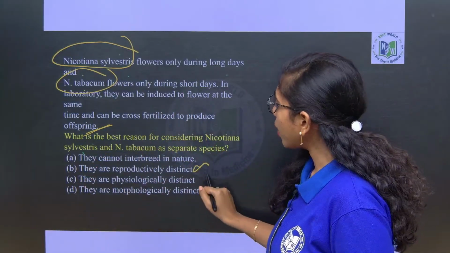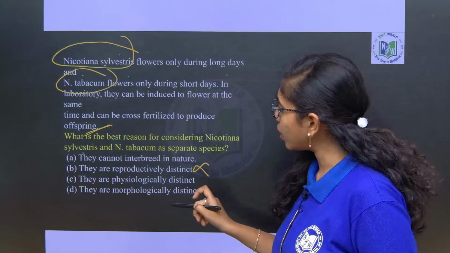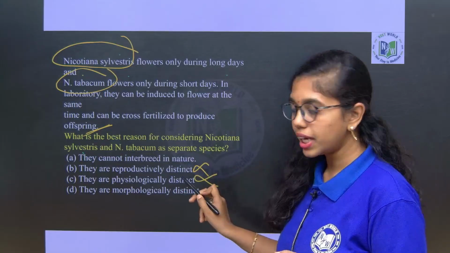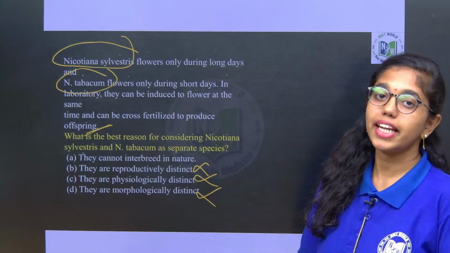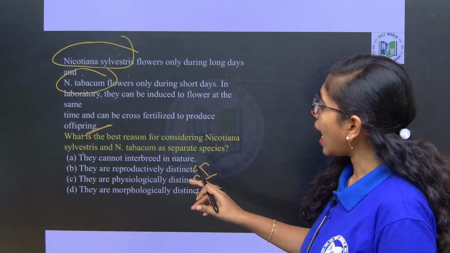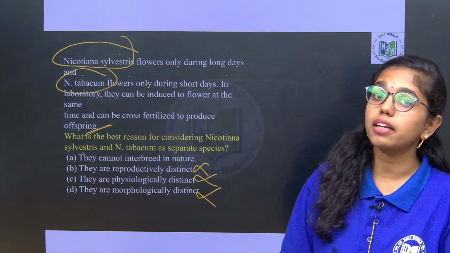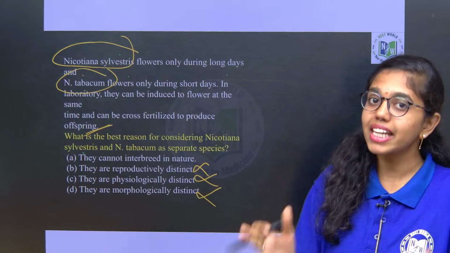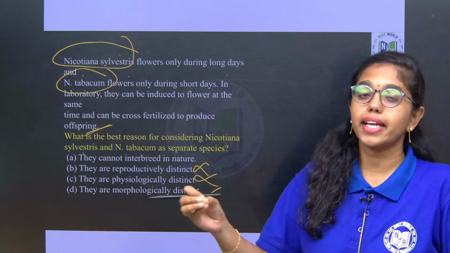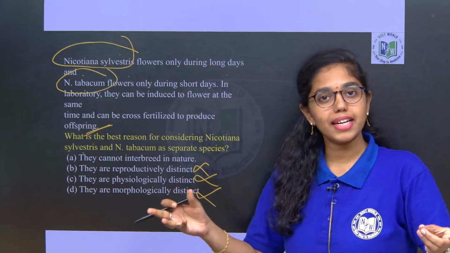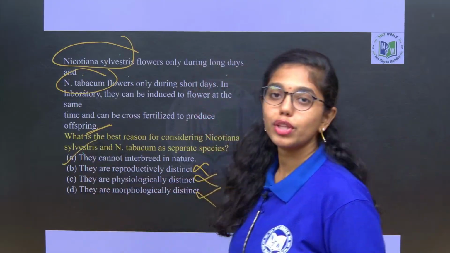They are reproductively distinct because they are two different species. They are physiologically distinct and morphologically distinct as well, and that is why they are kept as two separate species. So, here we have to go with option A.